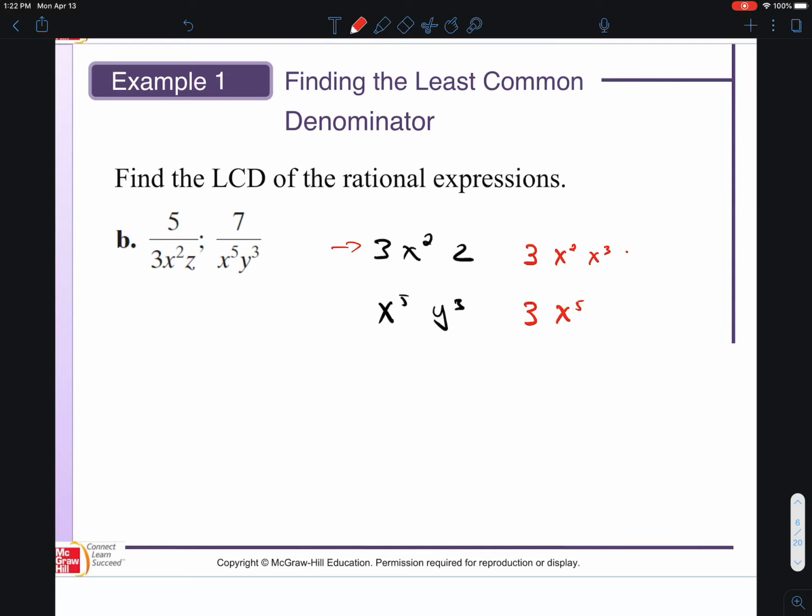Now the top one doesn't have a y to the 3rd, so I'm going to give it a y to the 3rd. The y to the 3rd here stays. And then the top one has a z, but there's no z in the bottom one. So the LCD for this one becomes 3x to the 5th, y to the 3rd, z. Remember, you want to have exactly the same thing in both of them.